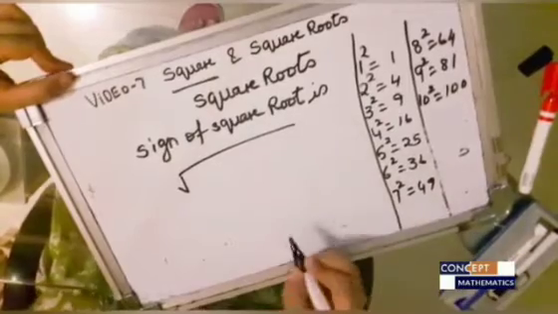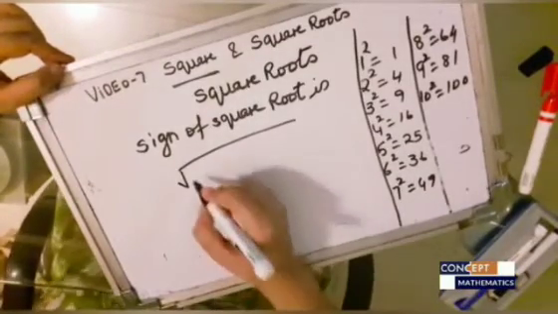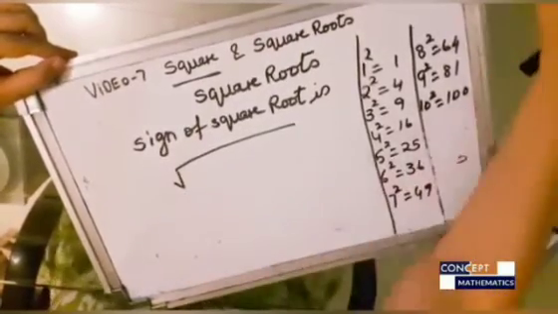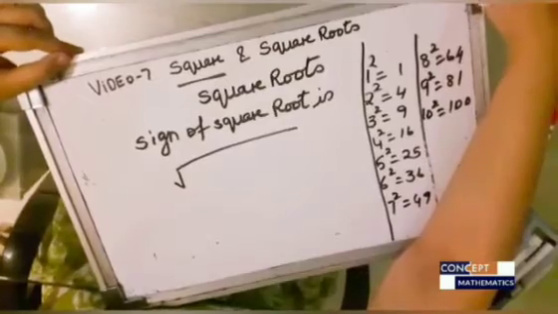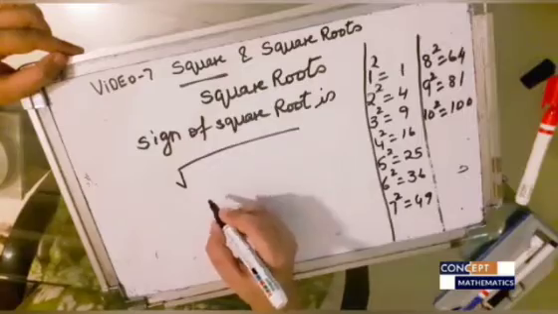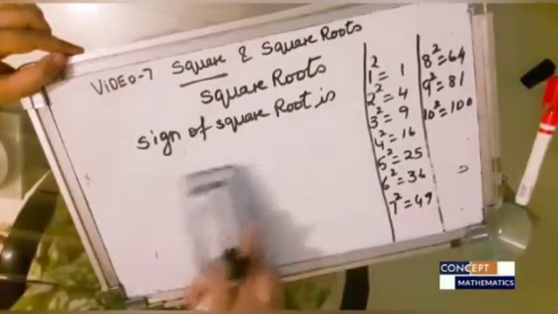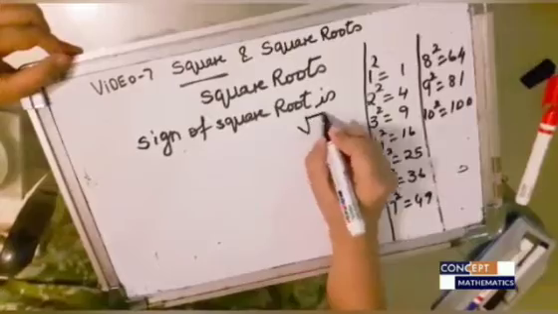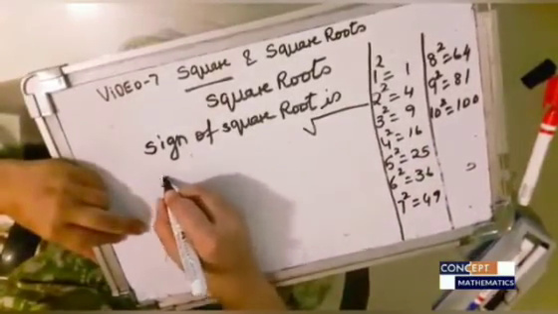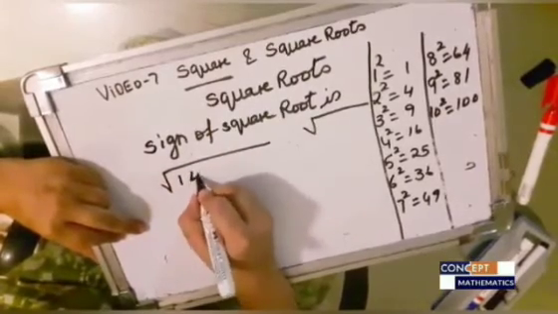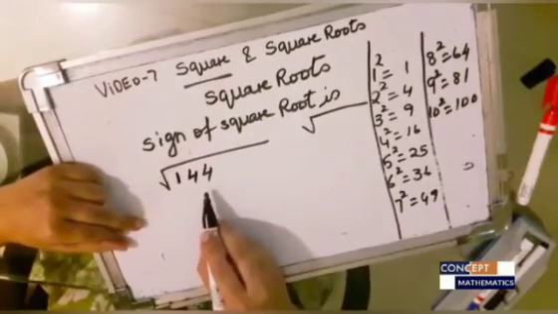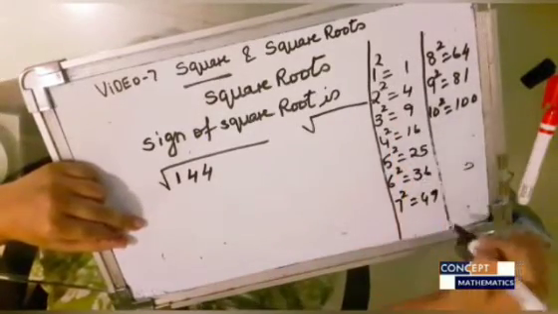And the sign of square root is this sign. So whenever you have to find the square root of a number, you have to put this sign and then the number inside it. For example, we would find the square root of the number 144. For this, the squares would be helpful.